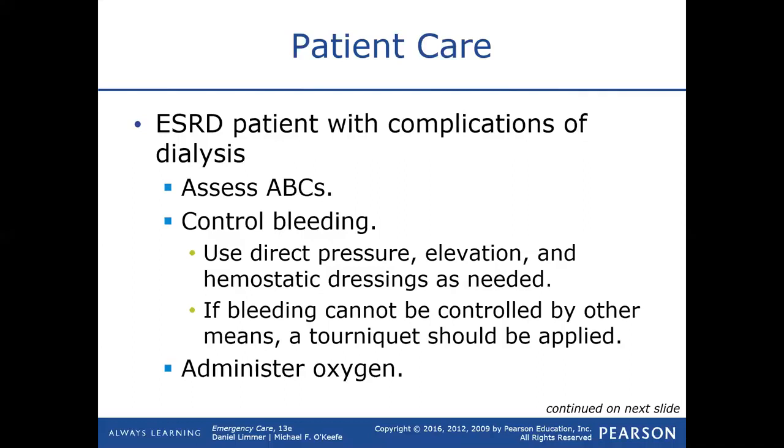If it can't be controlled by other means, a tourniquet should be applied. Just know that if you apply that tourniquet, you're probably going to destroy that AV fistula site. Now, of course, we have to stop the bleeding, so we're going to do what we have to do to stop the bleeding. But if it's minor, don't go right for the tourniquet. If it's major bleeding, you can go right for the tourniquet, all right?